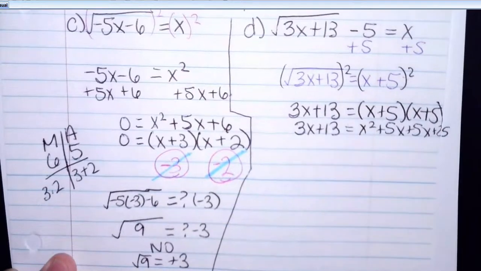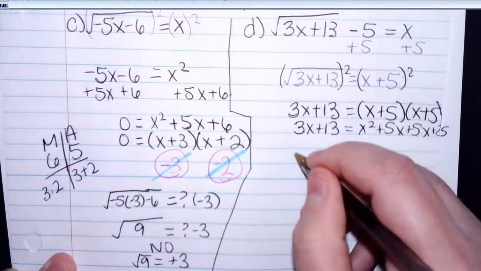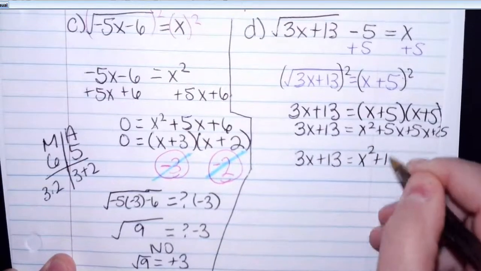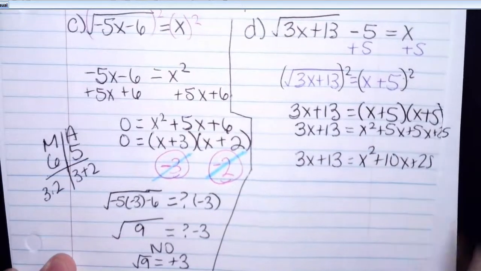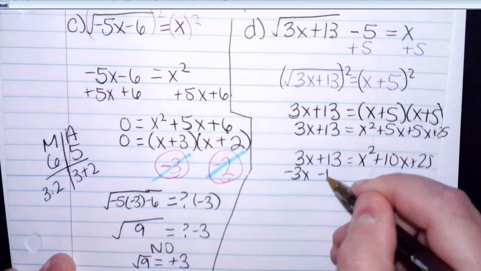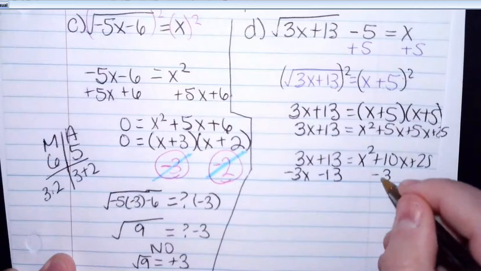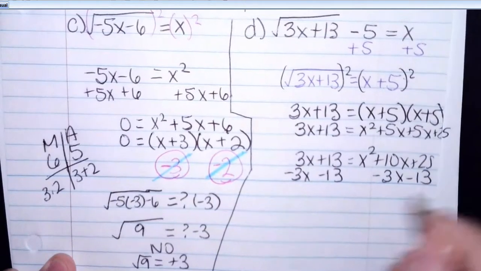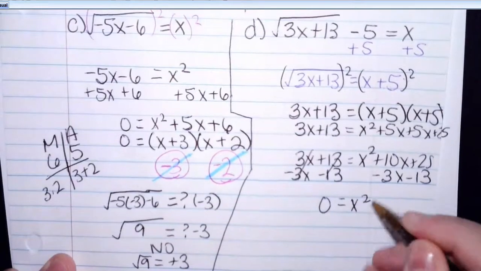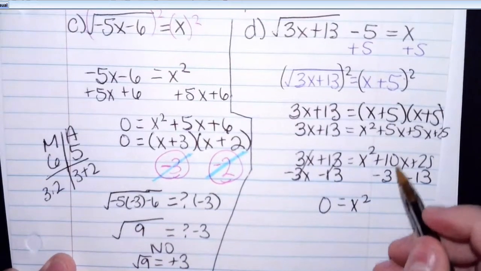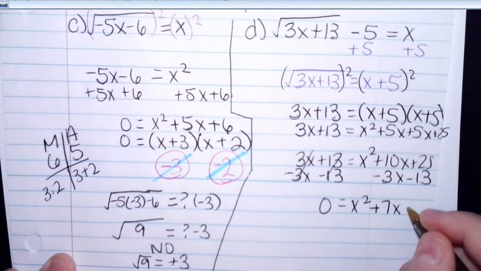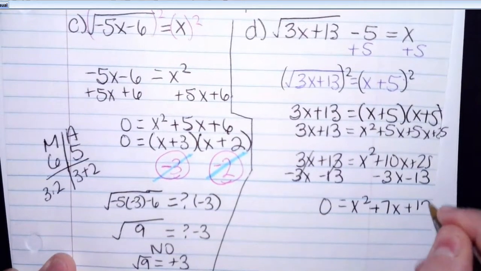Oop, I'm off the paper. All right, so I got 3x plus 13, x squared plus 10x plus 25. Again, I would set that equal to 0. Keep your squared term positive if you want to factor. If you want to use the quadratic formula, you can do whatever you want, but I'm going to try to factor because that's a little faster for me. Let's see. 10x minus 3x, we got 7x. 25 minus 13, we've got 12.